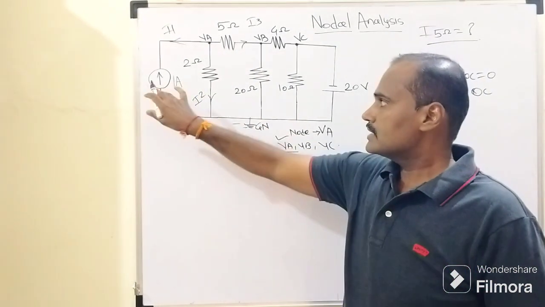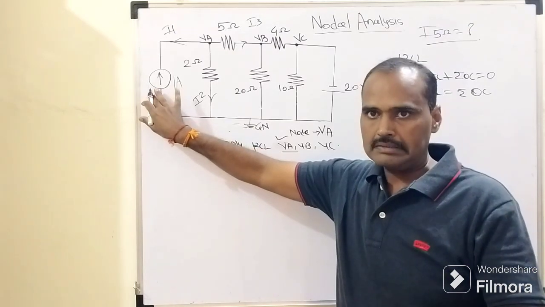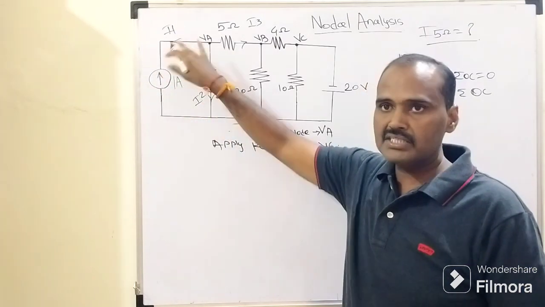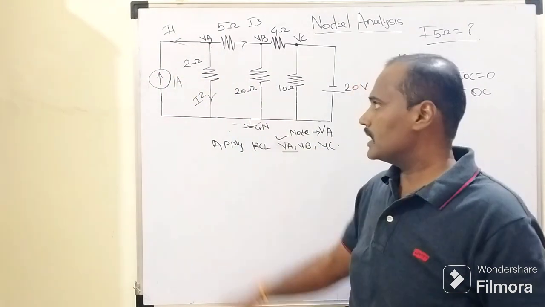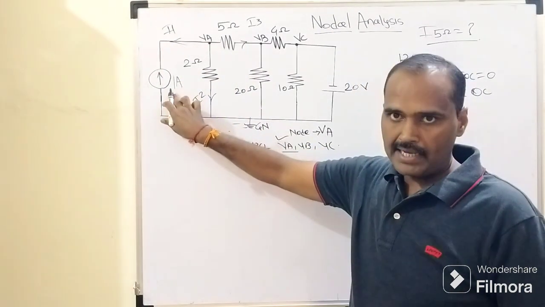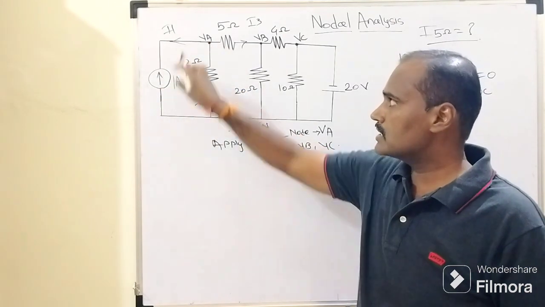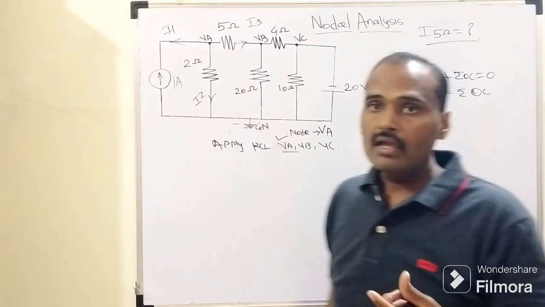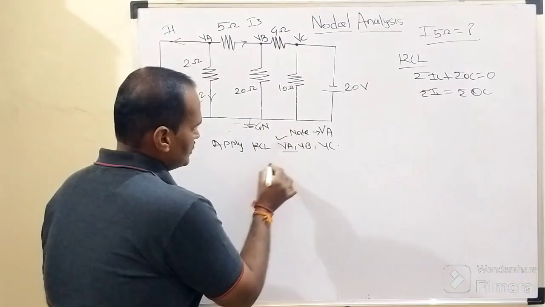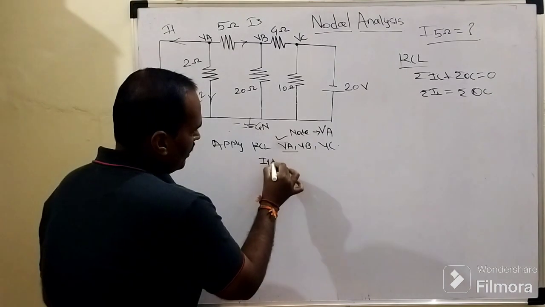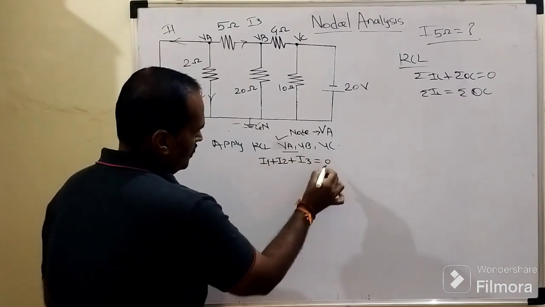But here one twist is there: in that first branch we have only one current source. Along with this current source we don't have any resistive element associated with that branch. So I1 itself is 1 ampere, but the direction of this current source is incoming. How is it to be considered? Outgoing. So first of all we need to write the current equation at this node. So the current equation at this node VA will become I1 plus I2 plus I3 equals 0, right?